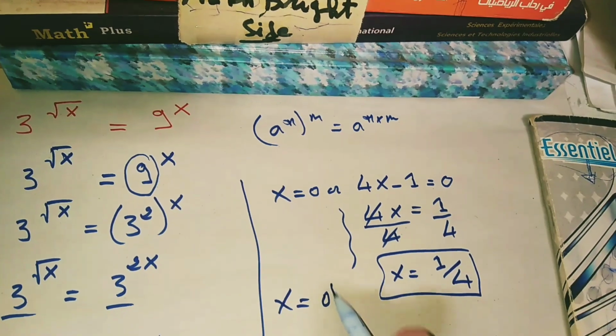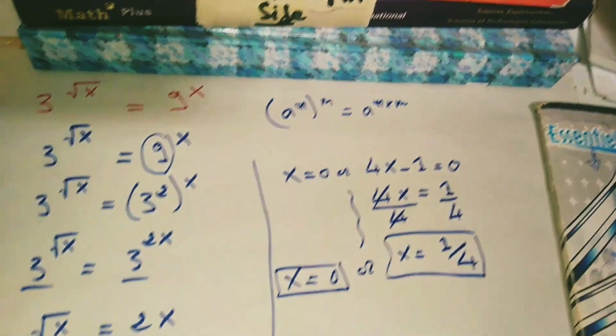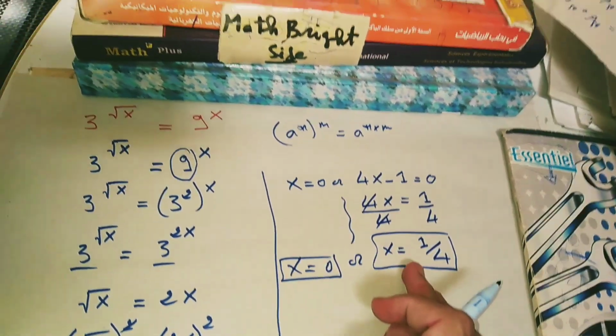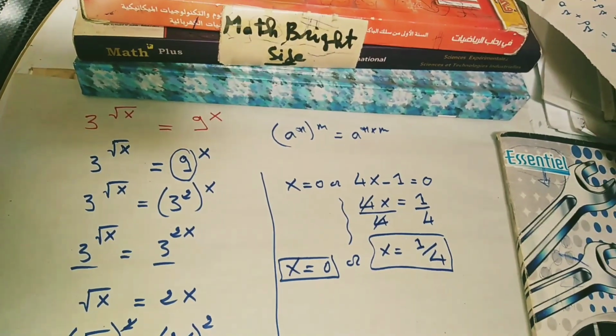x is equal to 0. x is equal to 0 or x is equal to 1 over 4.